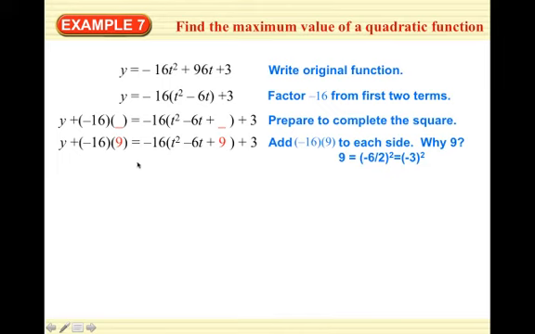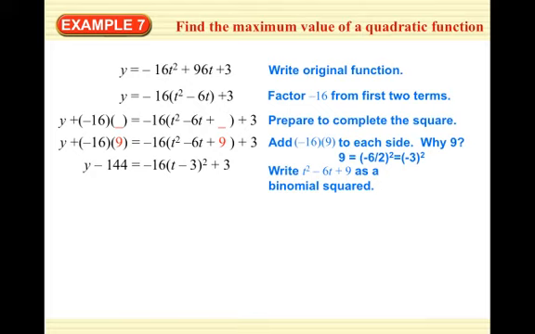Okay, so we want to write t squared minus 6t plus 9 as a binomial squared. All right, so that's going to be t and then minus 3, because you have a minus 3 inside this little parentheses right here. That's what we squared. So we've got t minus 3 squared. We still have the negative 16 over here. We have the plus 3 over here with the y. We've got negative 16 times 9, which is negative 144. So we have y minus 144 equals negative 16 times t minus 3 squared plus 3.